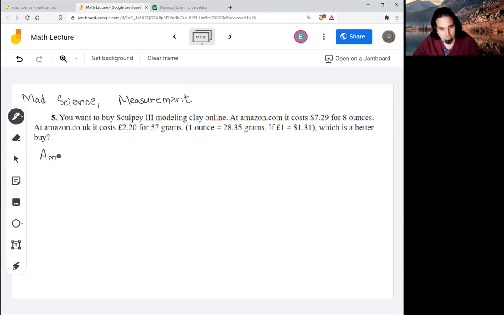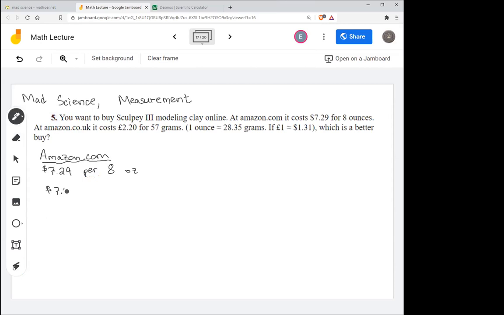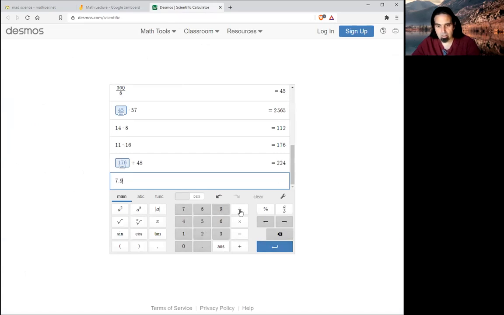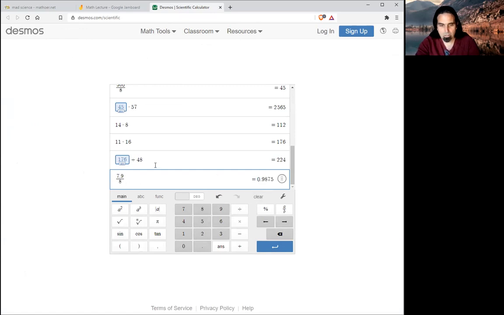So Amazon.com. $7.29 for 8 ounces. And I'm going to write that not as for, but per 8 ounces. Because per, I like. What does per turn into? Division. Division. And whatever that is, 729 divided by, oops, 8. So 91 cents per ounce.